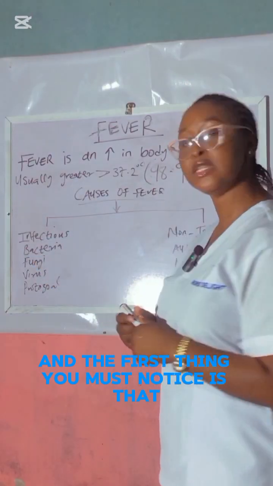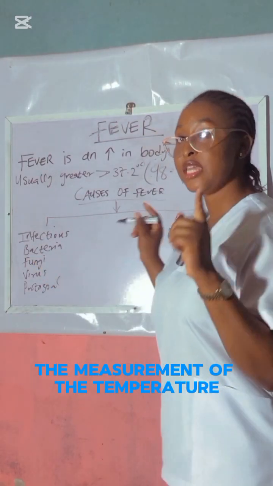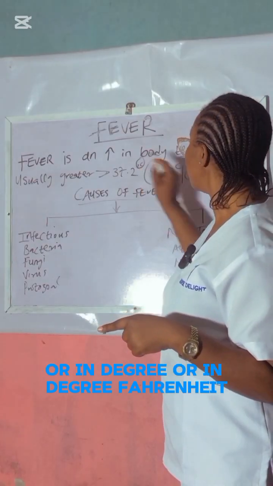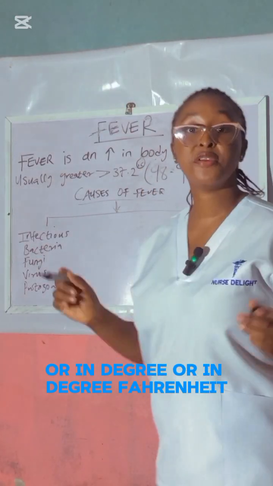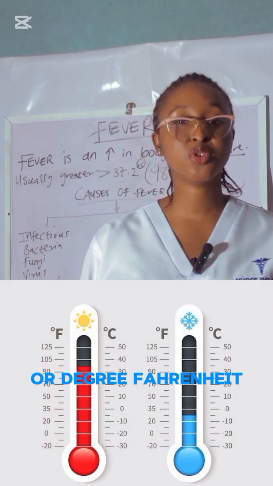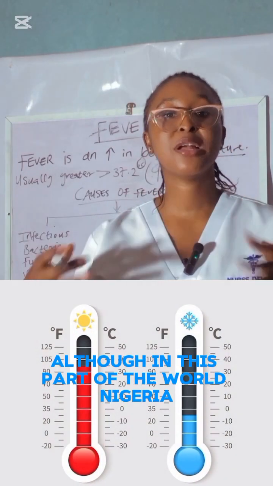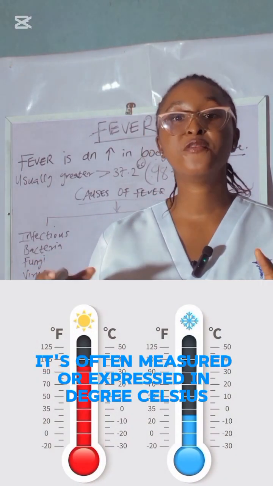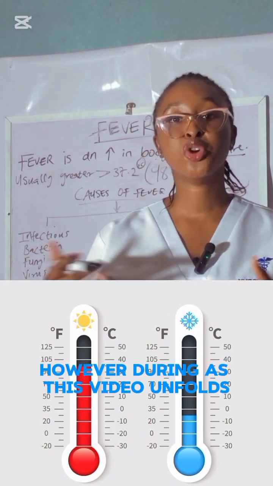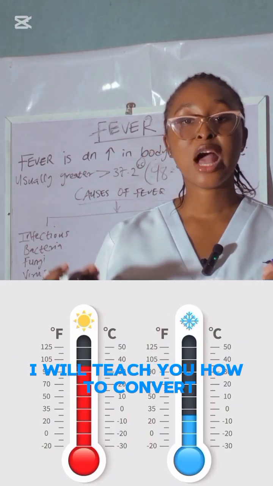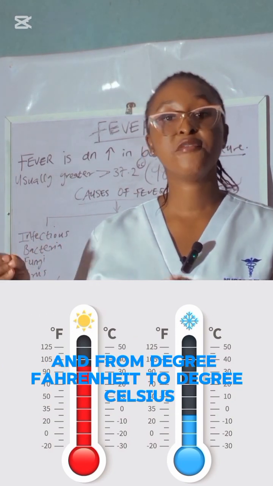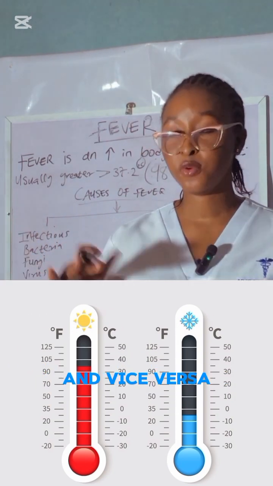Now, the first thing you must notice is that the measurement of temperature is expressed either in degrees Celsius or in degrees Fahrenheit. So that is to say that temperature can be measured using either degrees Celsius or degrees Fahrenheit, although in this part of the world, Nigeria, it is often expressed in degrees Celsius. However, as this video unfolds, I will teach you how to convert from degrees Celsius to degrees Fahrenheit and from degrees Fahrenheit to degrees Celsius, or vice versa.